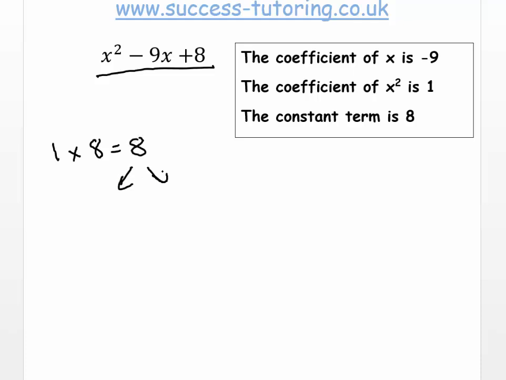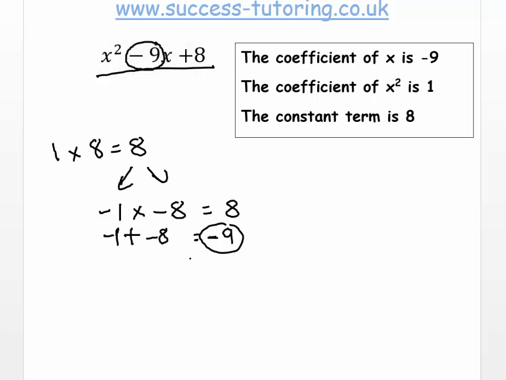Find two factors. At least one of them will be a negative number because we have a negative coefficient of x. So I'm going to try minus 1 times minus 8. That's going to give me positive 8. Now if I add them, minus 1 add minus 8, that's going to give me minus 9, which is perfect because that is the same value as the coefficient of x.